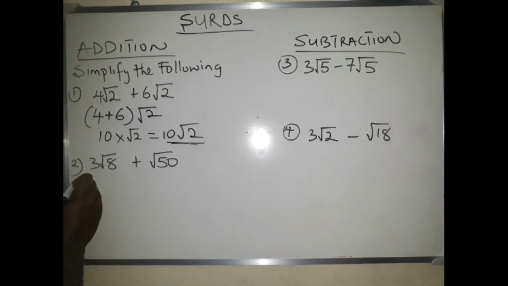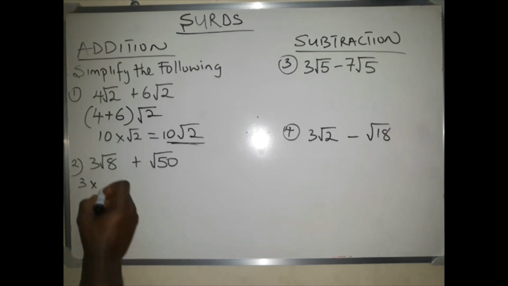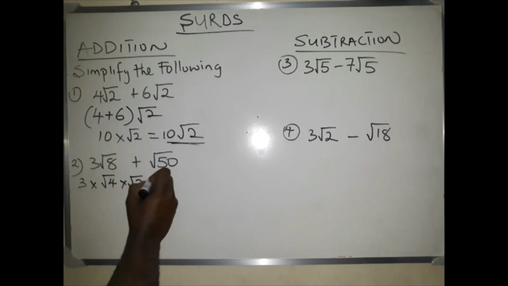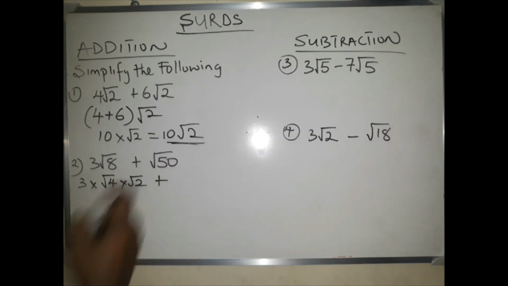Simplifying 3 root 8, we write 3, which is the whole number, times. You think of two factors of 8, in which one of them must be a perfect square. Those two numbers will be 4 and 2. Then you write your plus. Then you do the same thing for 50.